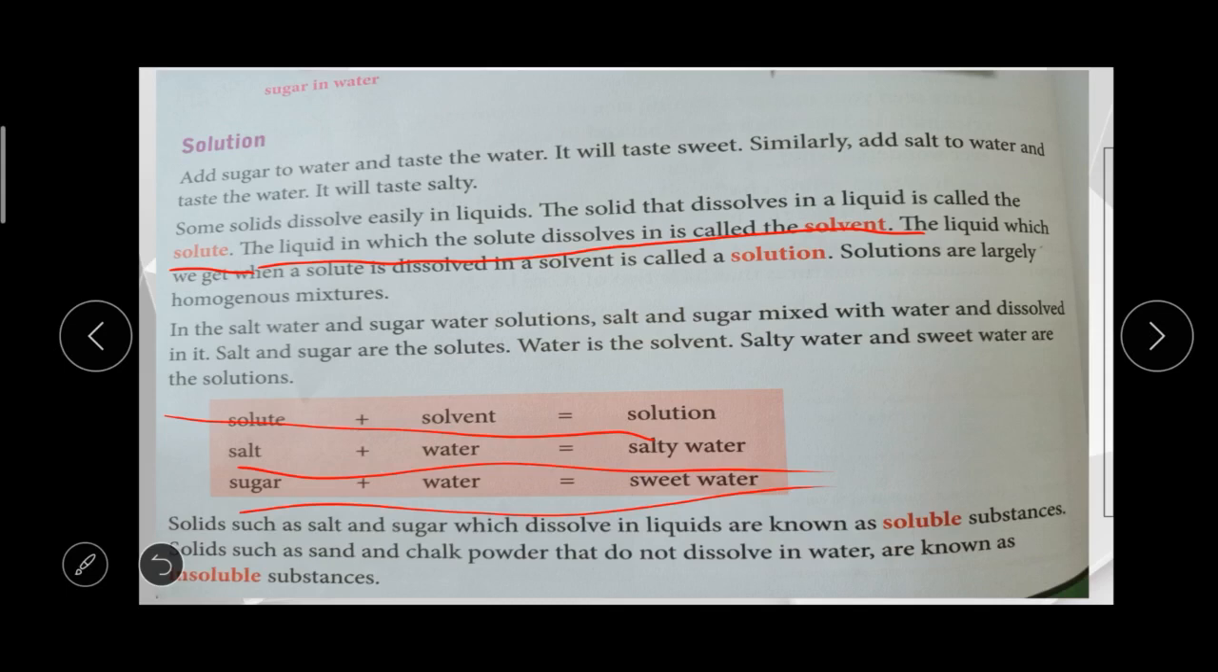Solids such as sugar and salt which dissolve in liquid are known as soluble substances. We can dissolve them in the water, so they are called soluble substances. Substances that we cannot dissolve are called insoluble substances. For example, sand and chalk powder cannot be mixed with the water; they separate easily, right? So those are called insoluble substances.